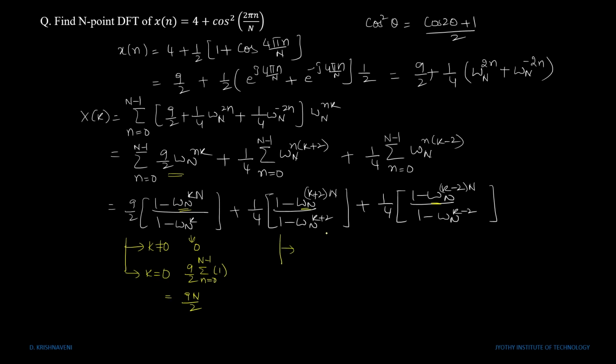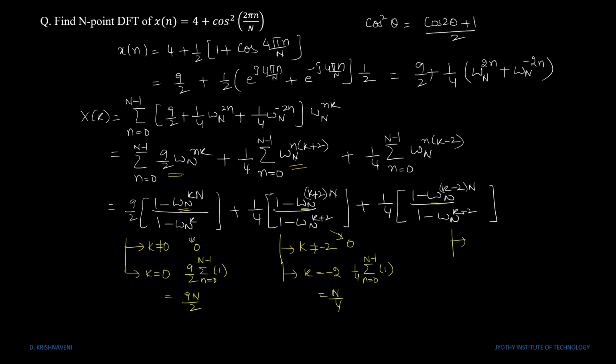And now the next summation: if k equal to minus 2, then the denominator will become 0. So when k is not equal to minus 2, the denominator is not 0 and only the numerator is 0, so this ratio will become 0. But when k equal to minus 2, you will get 0 by 0, or indeterminate form. That's why we'll substitute k equal to minus 2 in the original summation. So we will get 1 by 4 summation n equal to 0 to N minus 1 of 1, and the answer is N by 4.